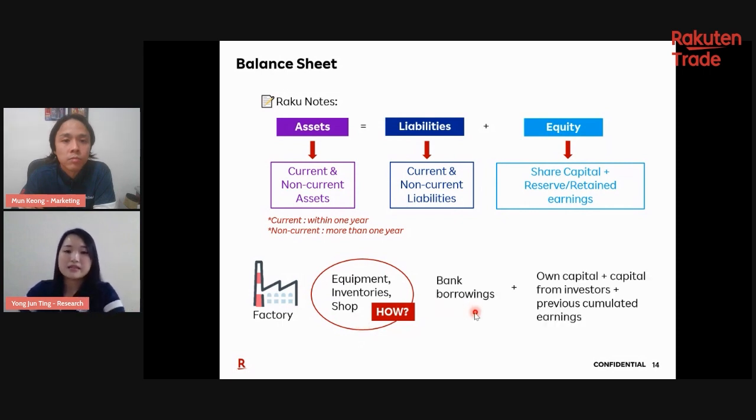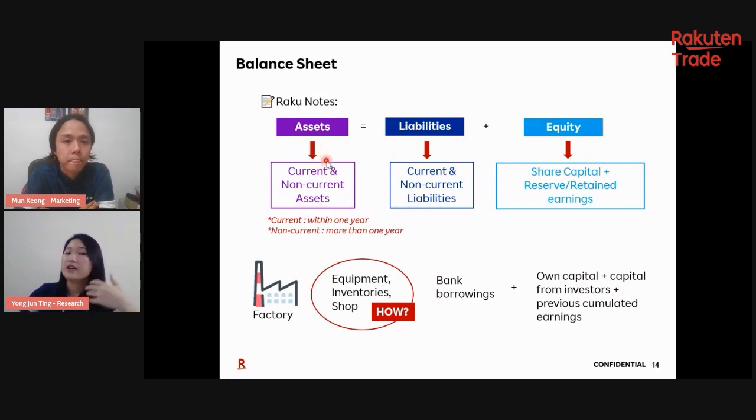So how do you fund all these assets? There are two ways. It's either through bank borrowings, or you can use your own capital, or the capital from an investor, whoever is willing to invest money into your business. Or you are already running a business and now you want to add to your production capacity, so you can utilize the previously accumulated earnings, meaning the profit that you have accumulated previously, to add into your assets. So use bank borrowings and also your own capital to fund your assets. That's how it's linked to this equation: assets equal to liabilities plus equity.